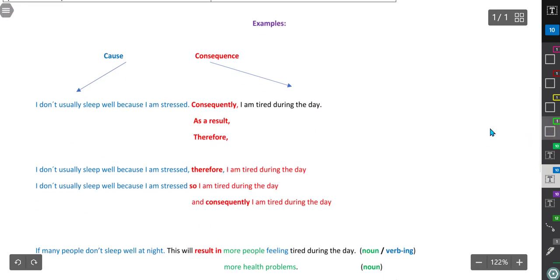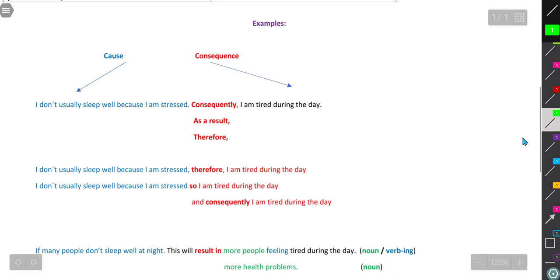Okay, in this case, you can see in blue what is the cause, what is the action, and then in the second part you can see the consequence, what is the result of this action. For example, in this case, I am talking about a problem. This is the cause. It reads, I don't usually sleep well because I am stressed. What is the consequence? Well, if I want to connect these two ideas, I can say I don't usually sleep well because I am stressed. Consequently, I am tired during the day.